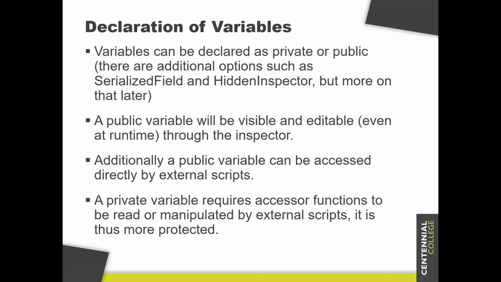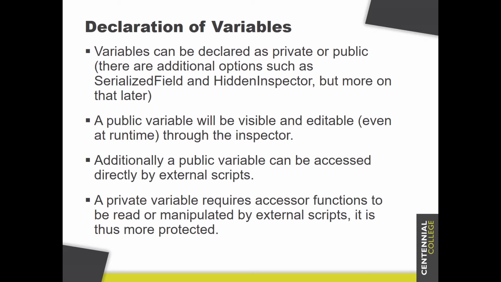Now, I also talked about the idea of accessibility. What does that mean, accessibility? When we declare our variables, they have an accessibility. Variables can be declared as private or public. There are other options as well, serialized field or hidden inspector. We'll talk more about that later on. But for now, let's just consider the fact that we can declare a variable as private or public.